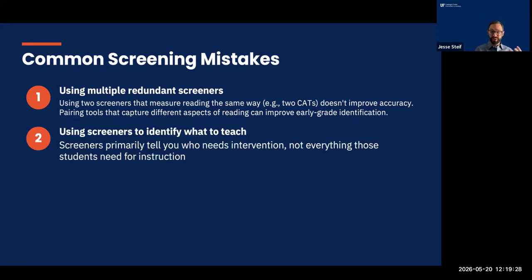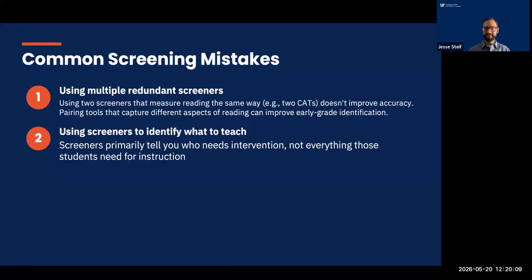The next one is using screeners to identify exactly what to teach. There's no such thing as a screening assessment that will tell you everything that you need to know about what a student needs for tier one instruction and for small group intervention. Screeners vary in terms of the level of detail that they provide to you, but there is no such thing as a screener that will tell you specifically enough exactly what you need to know in order to instruct them the next day. That's just not what a screener was made to do.